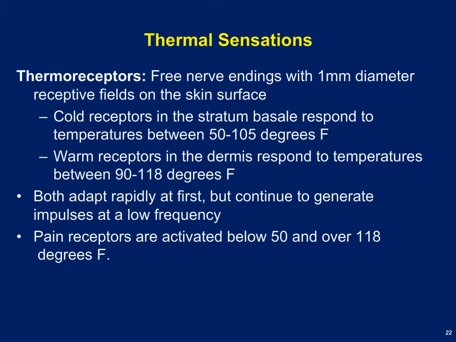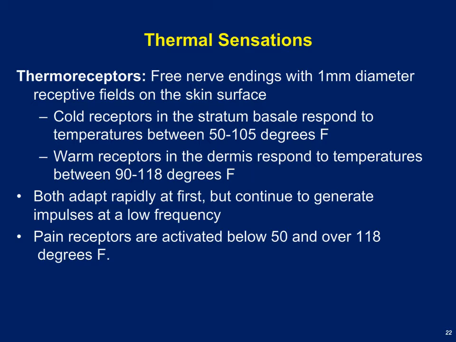Okay, now we're going to move on to talk about thermoreceptors. And as the name implies, thermoreceptors detect thermal sensations. That's things like hot and cold. And as it turns out, we have separate hot and cold receptors. The cold receptors tend to be found in the epidermis within the stratum basale. On the other hand, the warm receptors are found deeper down, located within the dermis itself. And these respond to temperatures between 90 and 118 degrees Fahrenheit.